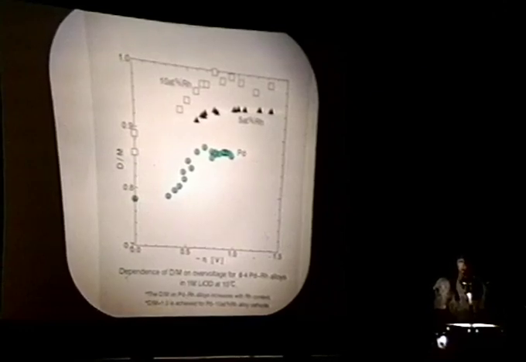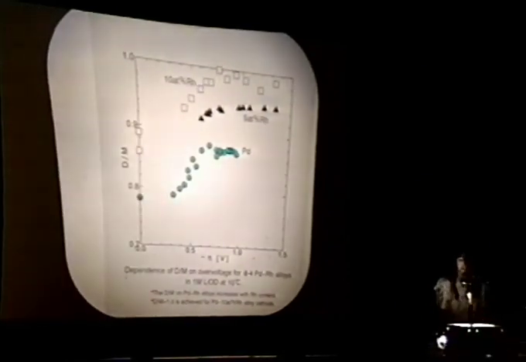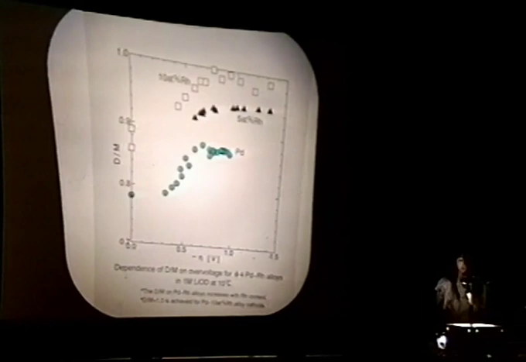The D/N on palladium-rhodium alloys increases with rhodium content. D/N equals 1.0 is achieved for palladium 10 atomic percent rhodium alloy cathode.